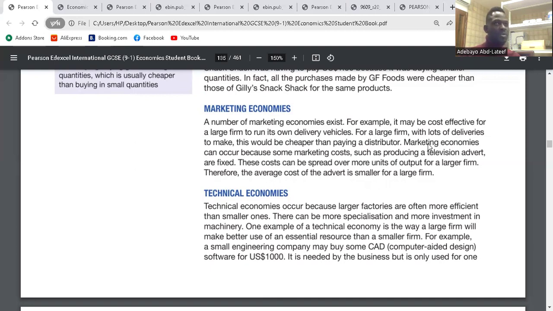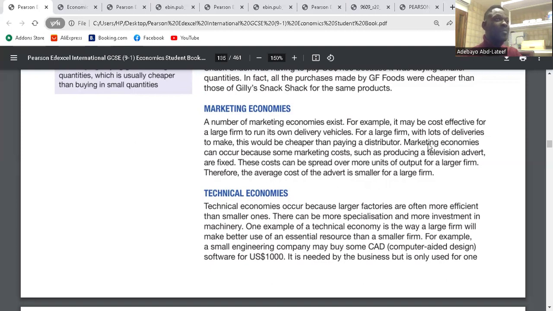As a large firm, you have different products and different services. So you might be paying just once for airspace, in which all your products will be showcased.